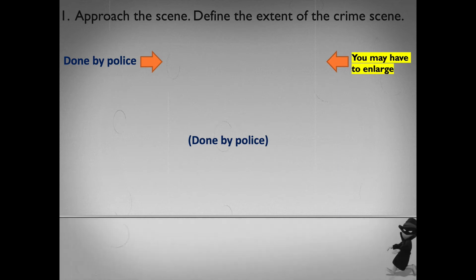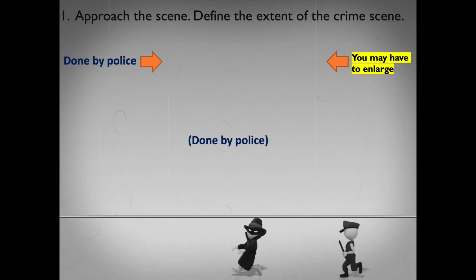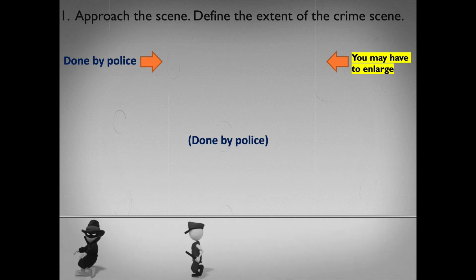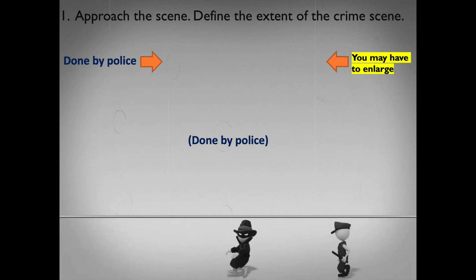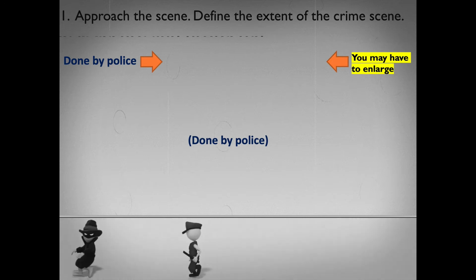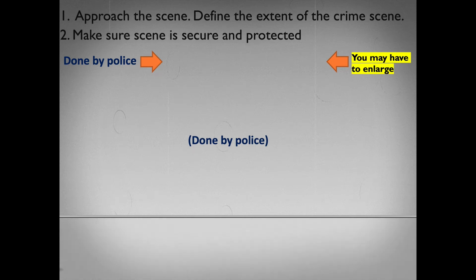So the first thing that's going to happen is police officers are going to approach the scene and they're going to define the extent of that crime scene, how big it is, if there's secondary crime scenes, paths that go in and out of the crime scene that also have to be taped off and secured. They want to make sure that the scene is secure and protected. They don't want people walking off with evidence that may be at a crime scene.